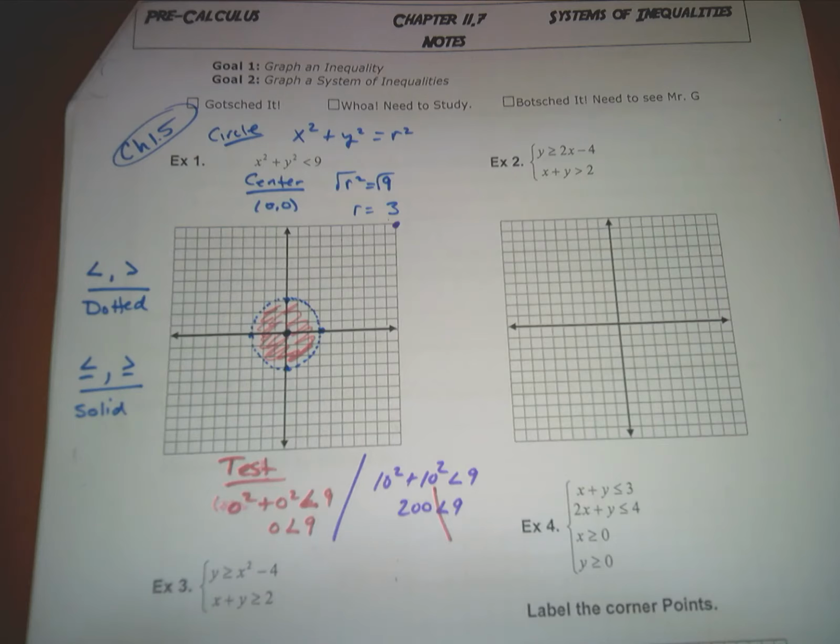So pick a point to test, and if it works, that's where you shade. If it doesn't work, shade the opposite region. Okay? All right, do you guys have any questions with 1? Are we okay with that?